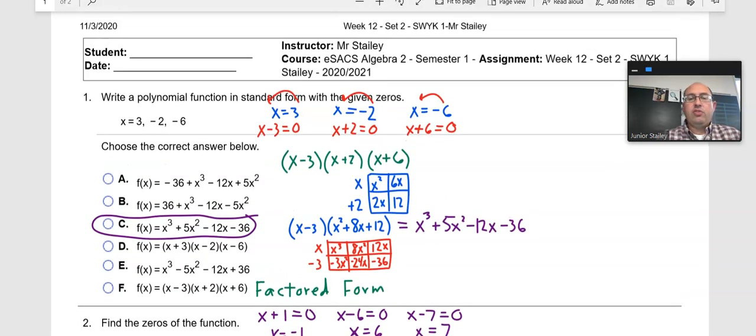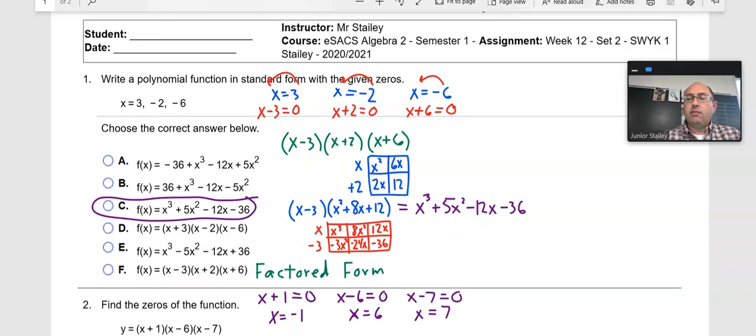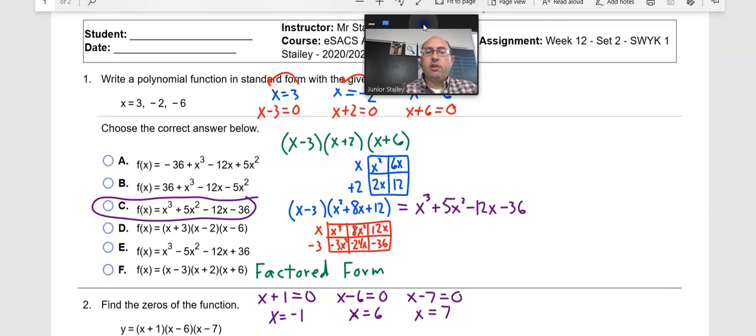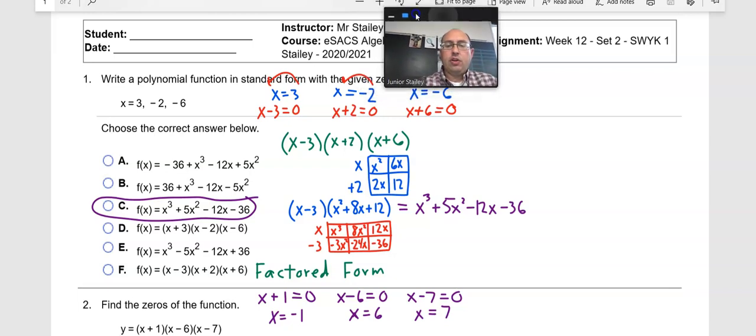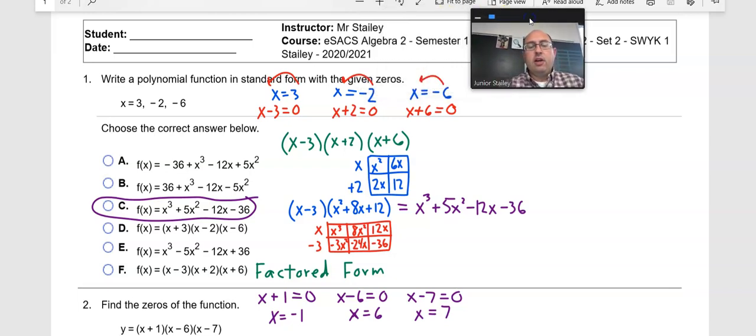And we are on week 12, set 2, SWYK number 1. Slide my face right back over here-ish. Okay, before I do that, we want to be able to write polynomial functions in standard form. Standard form was what we saw written out with the terms plus, plus, plus, or minus between them.